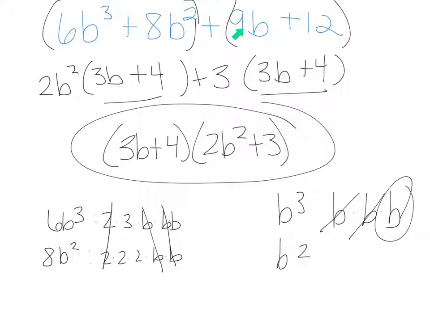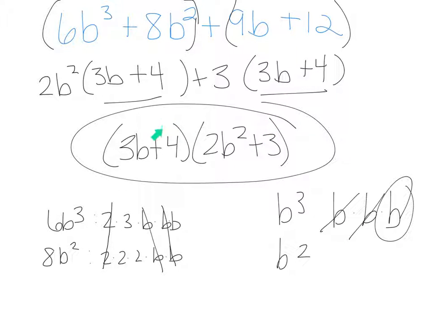I did the same thing with 9b plus 12. Divide both of these by 3 because that's the GCF, and I ended up with 3b plus 4. Notice I have 2 binomials that match. This should happen every time, unless we did something wrong, or there's something small about it that we have to fix, which I will show you what I mean.